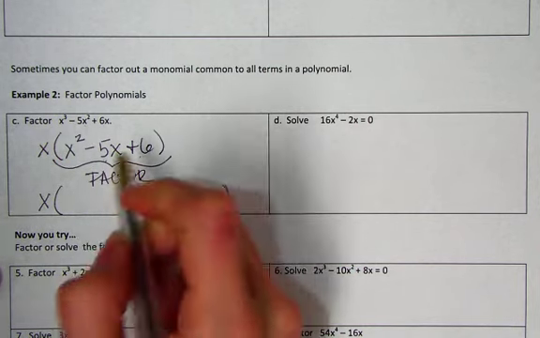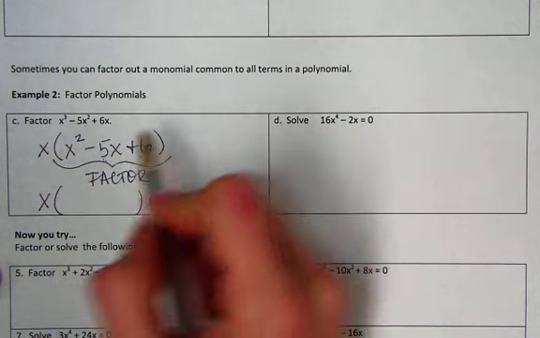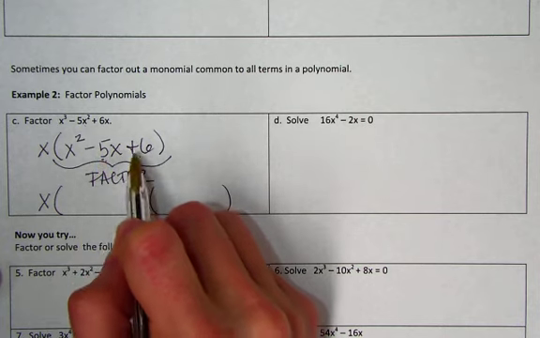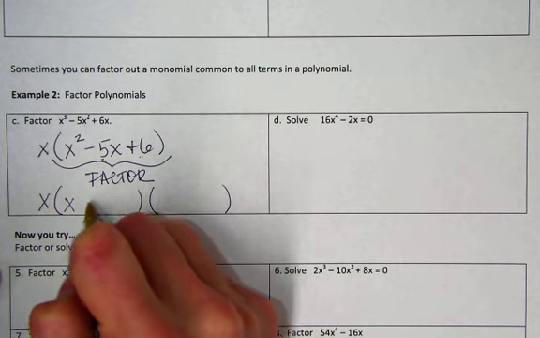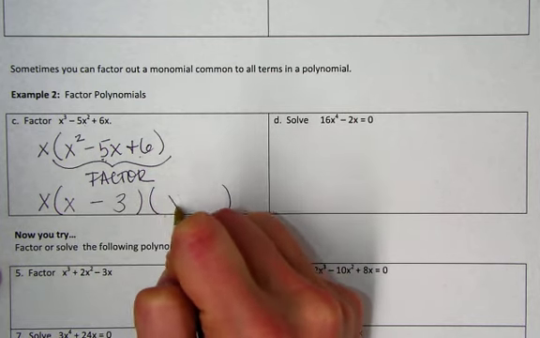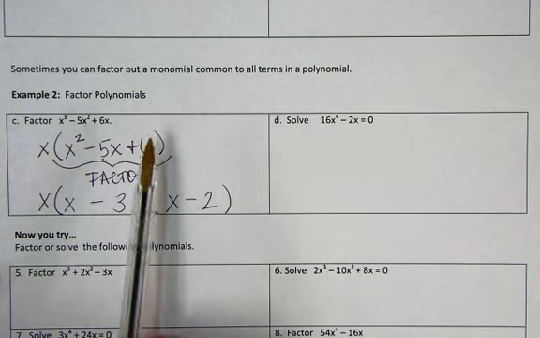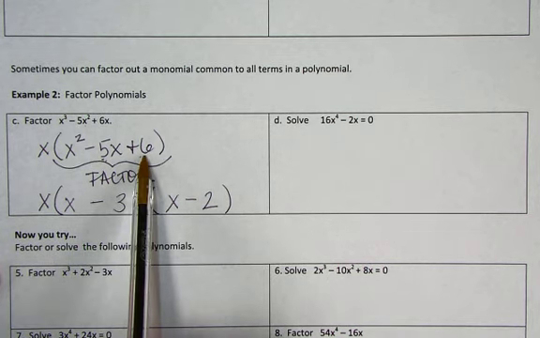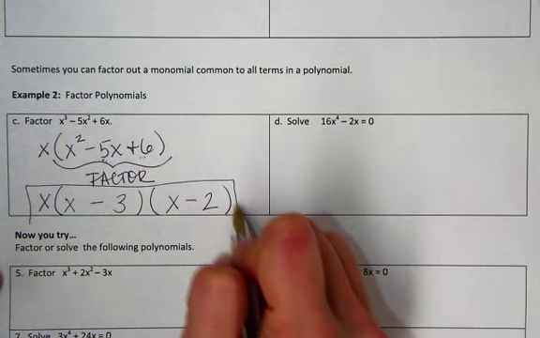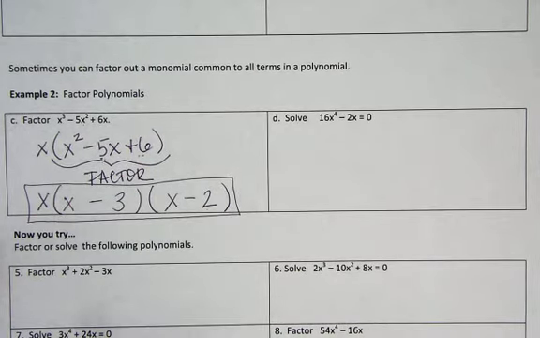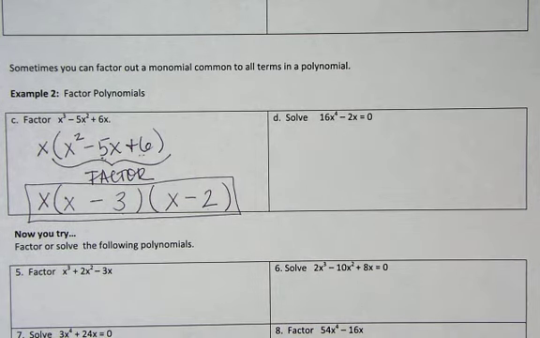If we break this down, the 1 and 6 can't really give me a -5 unless one of them is negative and one of them is positive. But I need a +6 when I multiply. So to get that, I need both of my terms to be negative. The -3 and -2 give me a +6, and when I add them, -3 plus -2 gives me the -5. So letter C should be factored as three separate groups: x, x minus 3, and x minus 2.